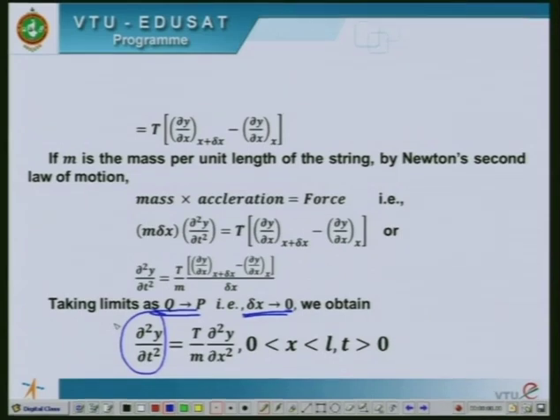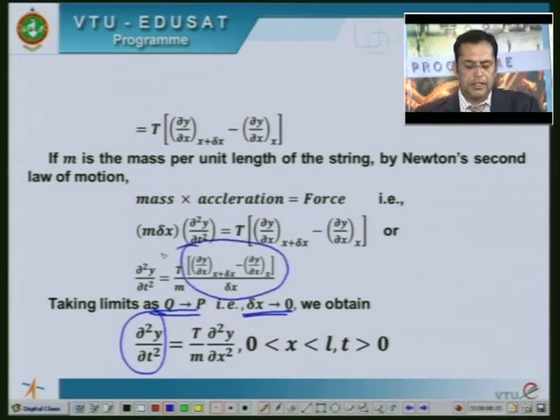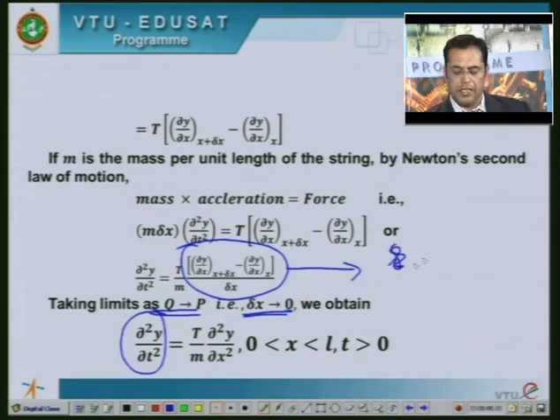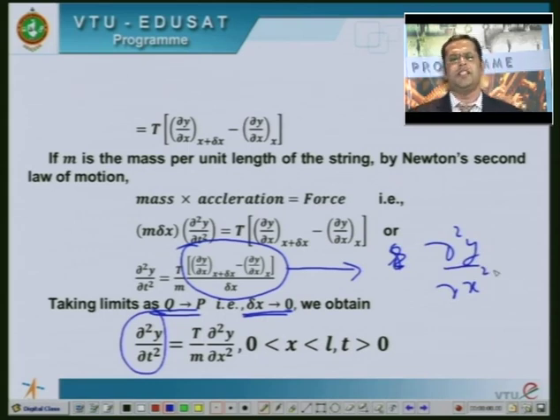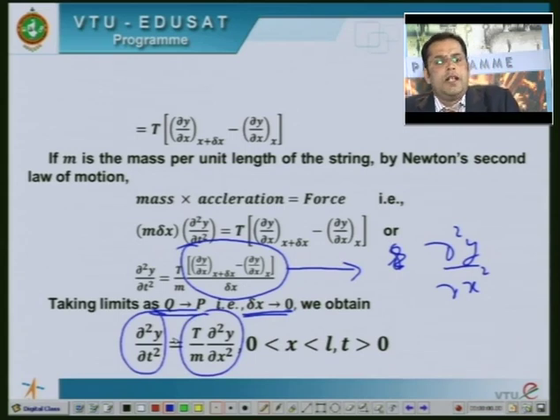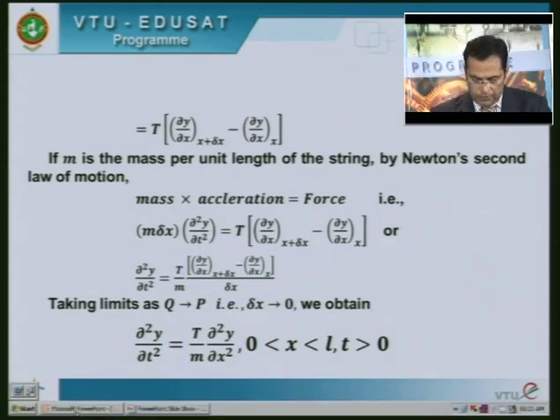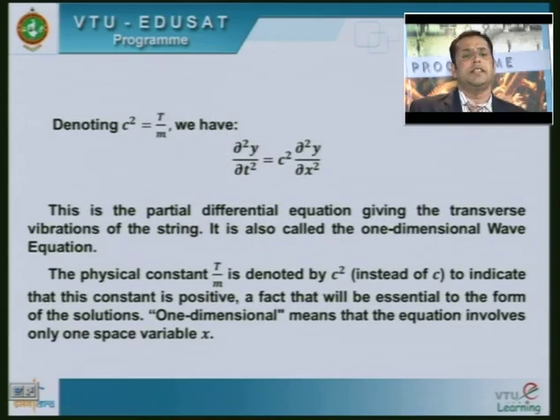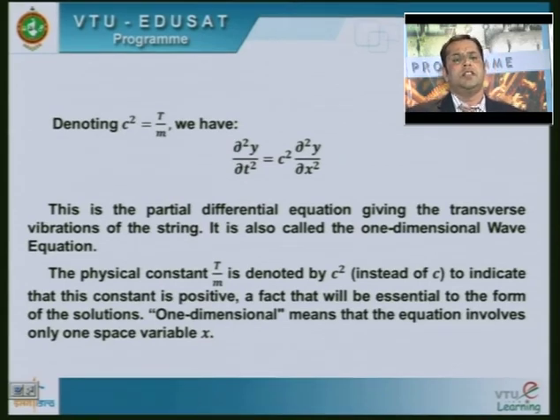So, what happens, friends? The left hand side dou square y by dou t square remains the same, but in the RHS observe that as delta x tends to 0, dou y by dou x at x plus delta x minus dou y by dou x at x by delta x goes to the partial derivative dou square y by dou x square. That is the definition of the second order derivative. So that you end up with dou square y by dou t square equal to T by m into dou square y by dou x square for all values of x from 0 to L, that is, you know that the length of the string is L, and for all time t greater than 0. Now, denoting c square as T by m, we have the partial differential equation dou square y by dou t square equal to c square into dou square y by dou x square.